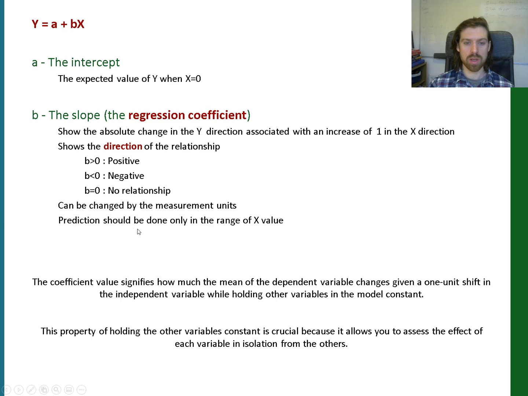Okay, let's have a look at what we've got here. So yeah, I think that this is fairly standard stuff. So the prediction should only be done in the range of x values. The coefficient signifies how much the mean of the dependent variable changes given a 1 unit shift in the independent variable while holding all other variables in the model constant. I think that that's pretty key.